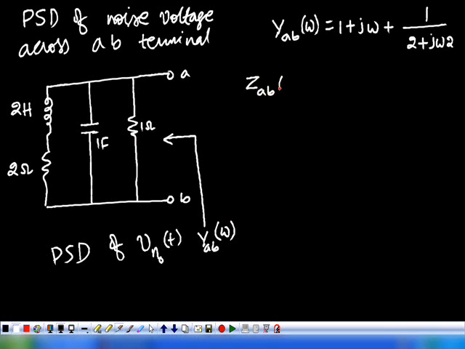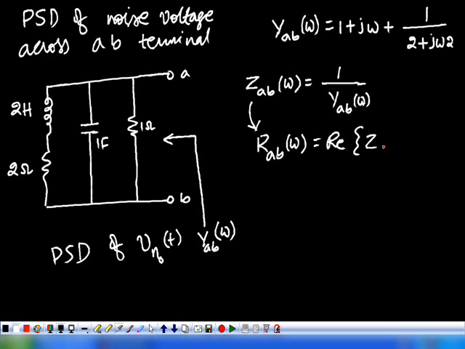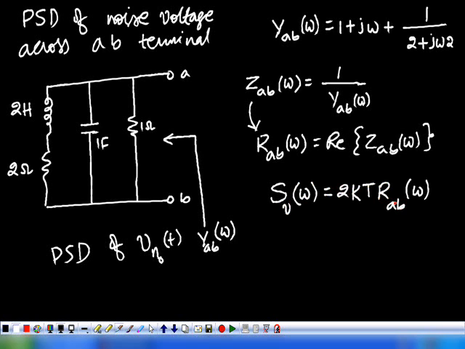Find the ZAB of omega from this, that is 1 by YAB of omega. Once you know the ZAB of omega, from this we can find the RAB of omega. RAB of omega is the real part of ZAB of omega. If you know the RAB of omega, what is the power spectral density of the voltage across the output terminals AB? That will be equivalent to 2 kT RAB of omega.